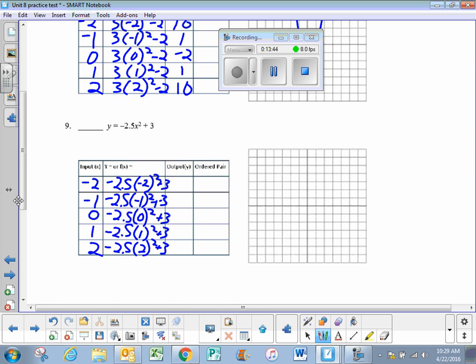So then we're going to go ahead and -2 squared is 4 times -2.5 is -10 plus 3 is -7. What do you get here? 0.5. Here? 0.5. I knew that. Okay? So then I'm going to go ahead and go -2, -7, -1.5, which is about halfway there. We have 0, 3. And then I know this is going to be symmetrical. So 1, 2, 1, 2. And it's going to look like this.